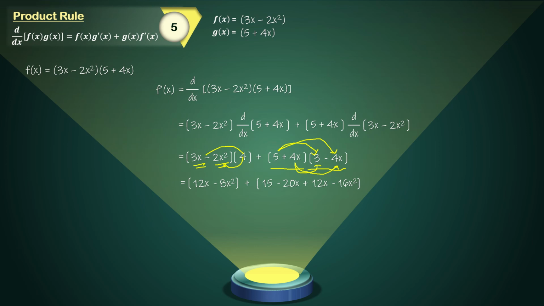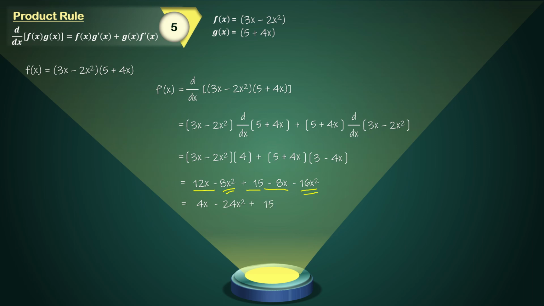Add negative 20x and 12x, which is equal to negative 8x. Remove grouping symbols. Then combine similar terms. 12x minus 8x is 4x. Negative 8x squared minus 16x squared is negative 24x squared plus 15. And lastly, rearrange terms. The derivative of the function is negative 24x squared plus 4x plus 15.